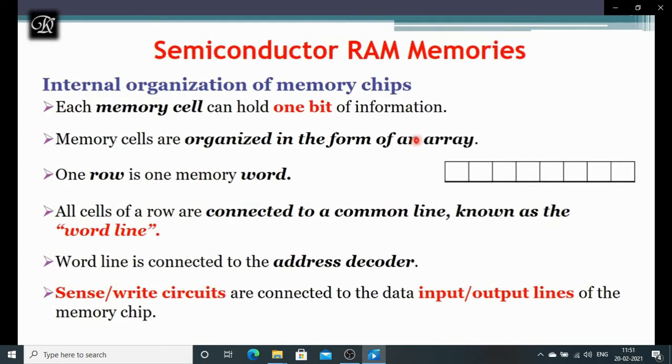Semiconductor RAM memories are organized with memory chips, which have memory cells, each responsible for holding a single bit of information. We have already seen the definition of a bit in the previous video, which is the smallest value we can store on the computer. So each memory cell here holds 1 bit of information. I have taken 8 divisions, so I have shown just a 1 byte memory array here.